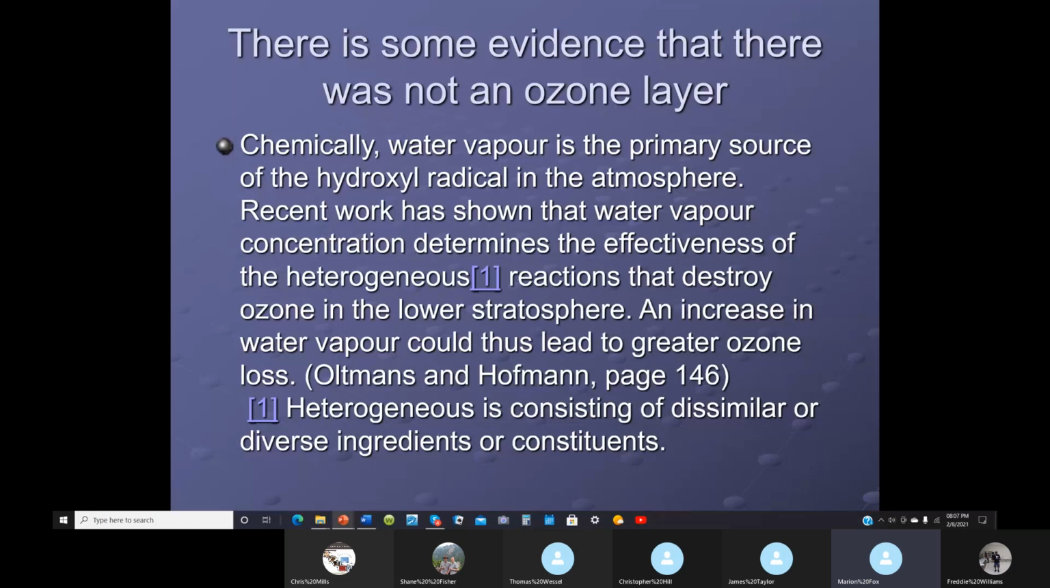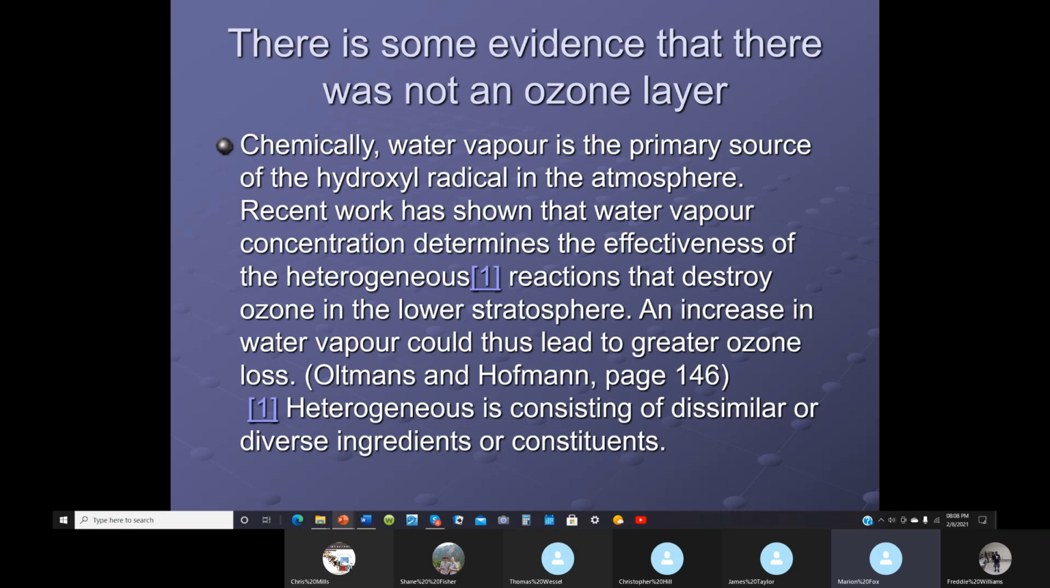Now, there's some evidence that there was not an ozone layer before the flood. I think the ozone layer had to build up after the flood. Chemically, water vapor is the primary source for the hydroxyl radical in the atmosphere. Recent work has shown that water vapor concentration determines the effectiveness of heterogeneous reactions. Now, you that have studied Greek with us, heteros means of a different nature. This is from the generation or beginning of reactions that destroy ozone in the lower stratosphere. So water vapor destroys ozone, and an increase in water vapor would thus lead to greater ozone loss.